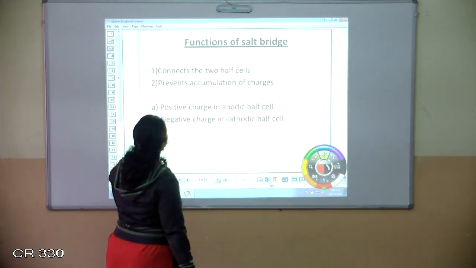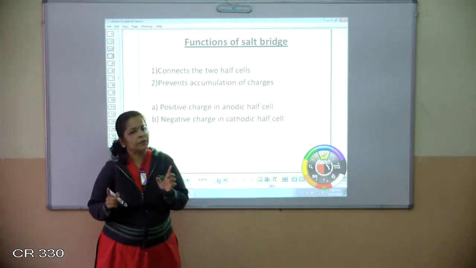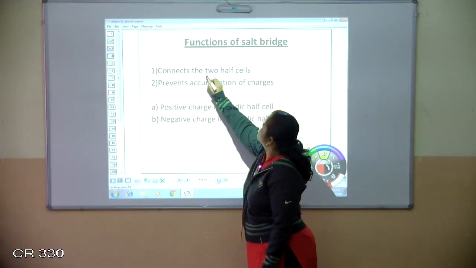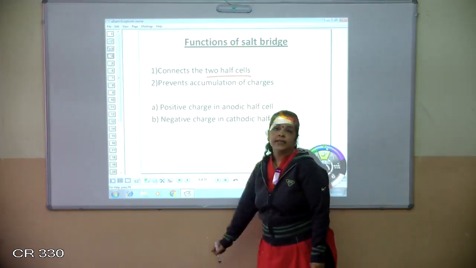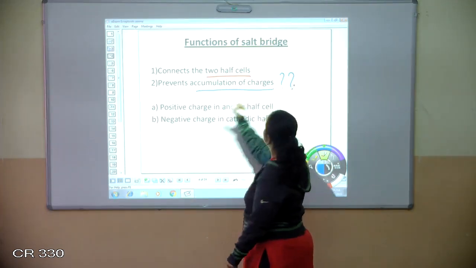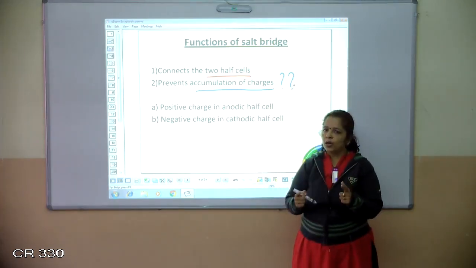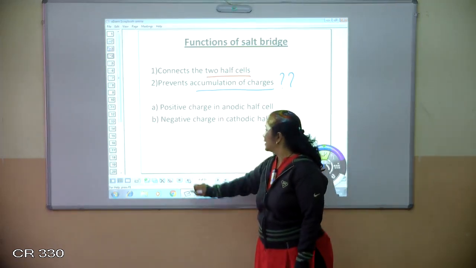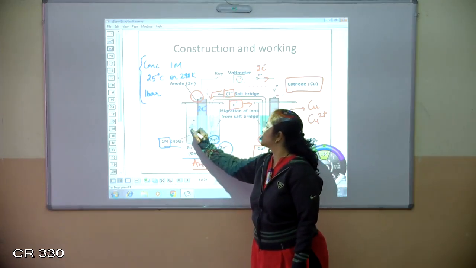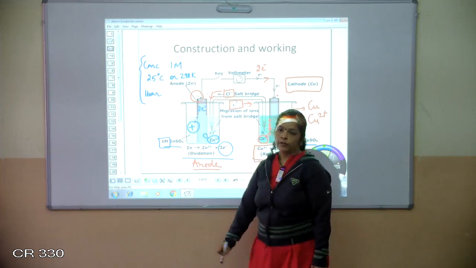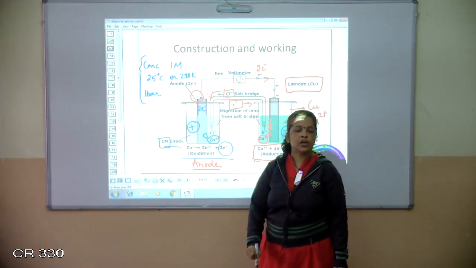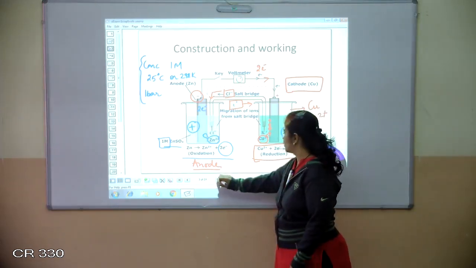Moving ahead, what was the function of the salt bridge? Let me give you a recap of exactly what the function of the salt bridge is. Firstly, it connects the two half cells, so it makes your circuit complete. Secondly, it prevents accumulation of charge. What do I mean by this accumulation of charge? Let me recall, in the last slide, we had zinc ions generated here, so we had a positively charged accumulation on this electrode. Whereas copper ions were used up here, sulfate ions were in excess, so we had a negative charge accumulation on this half cell.